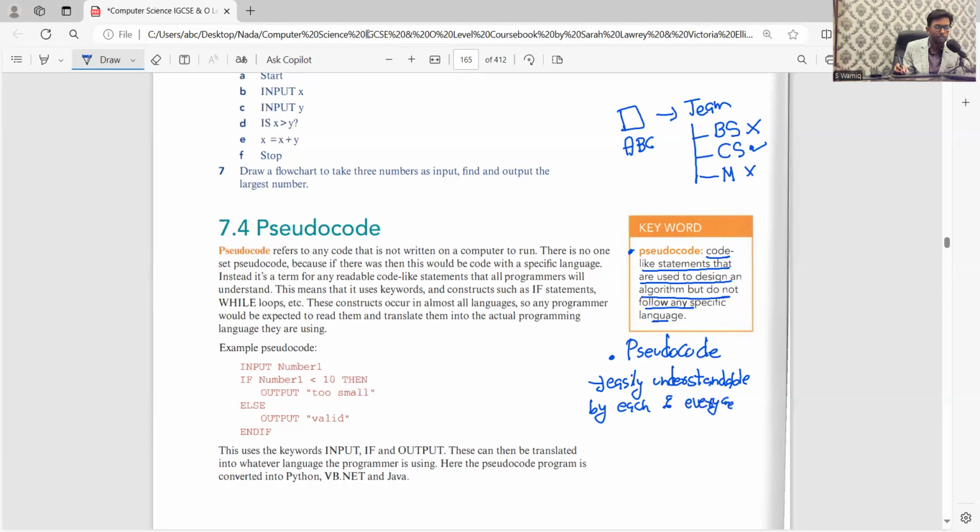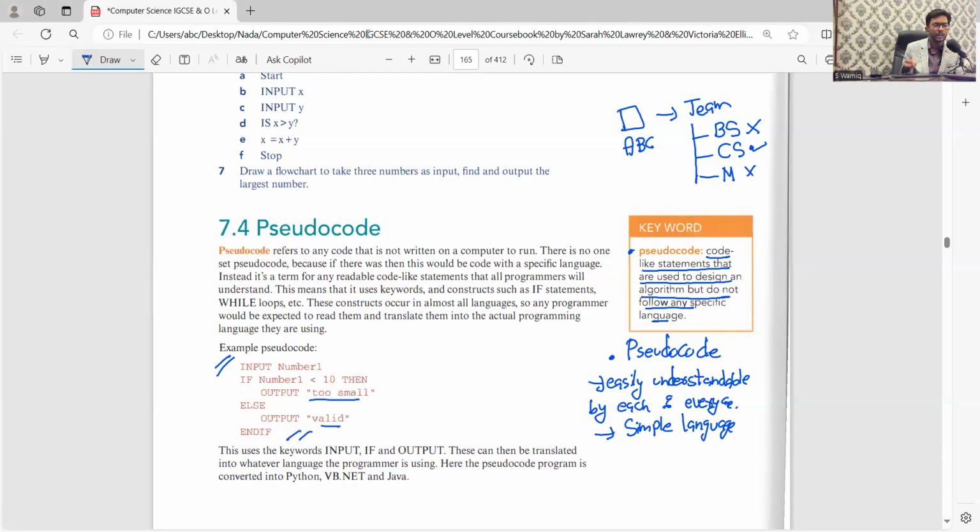And what is the reason that it is easily understandable? The point is that it uses simple language. It uses simple keywords, simple English, so that it is quite understandable to each and every one of us. For example, let's take this pseudocode. You can see that it is inputting number 1, and then it says that if number 1 is greater than 10, then output too small, else output valid.